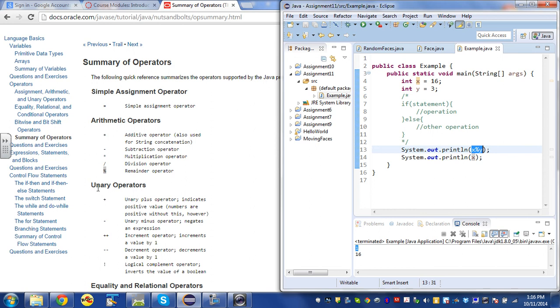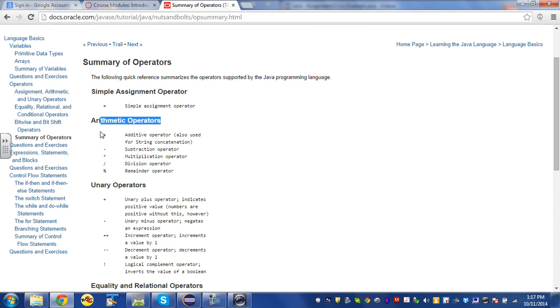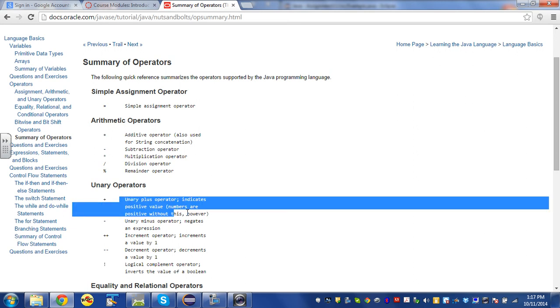The unary operators. These arithmetic operators are considered binary operators because there's a thing on the left and a thing on the right, and the whole expression is evaluated. The unary operators are called unary, not binary, because they only have one operand. It's either a thing on the left or the thing on the right. So the plus operator, that's useless. I never use it. It doesn't do anything.